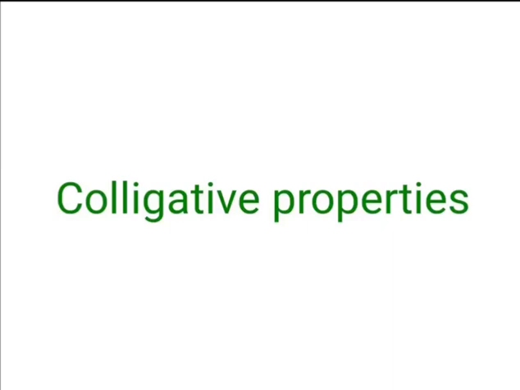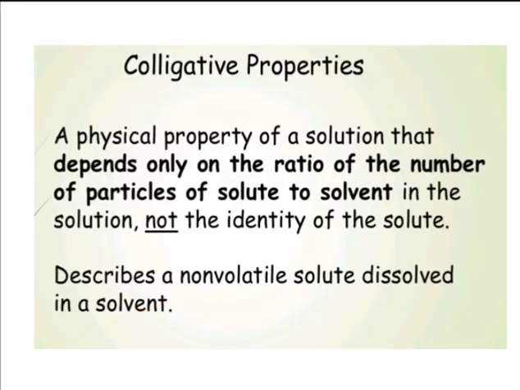In today's lecture, we will see the new chapter, chapter number 6, colligative properties. There are 4 colligative properties, and initially we will define what is meant by colligative property. A physical property of a solution which depends only on the ratio of the number of particles of solute to the solvent in the solution, not the identity of the solute.